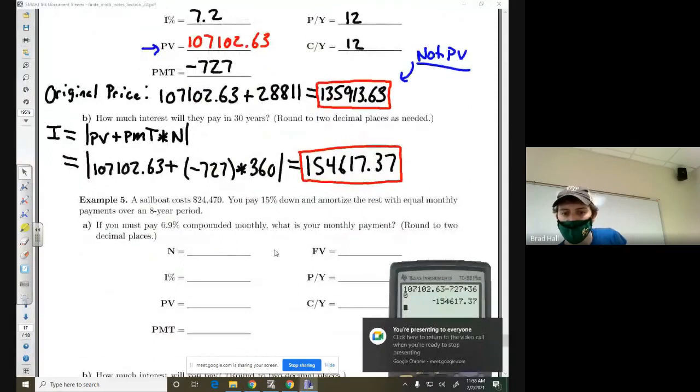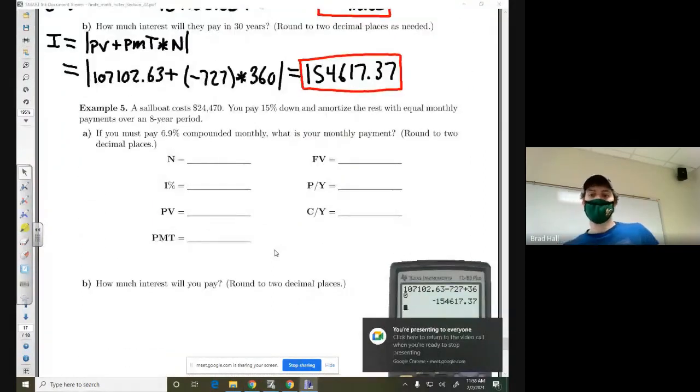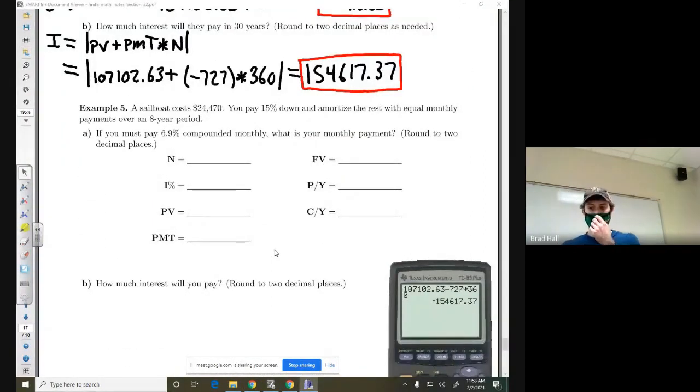If not, let's scroll down to example 5, which is another down payment type problem. So there's a sailboat that costs $24,470. You pay 15% down and amortize the rest, so a payment plan with equal monthly payments over an 8-year period. So you're paying it off over 8 years. The interest rate is 6.9%, compounded monthly. So what's your monthly payment?